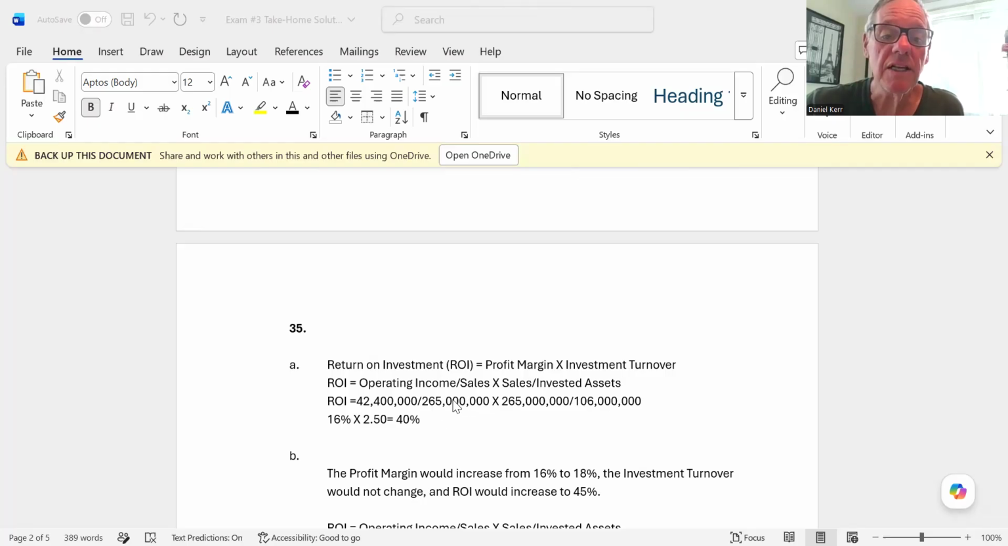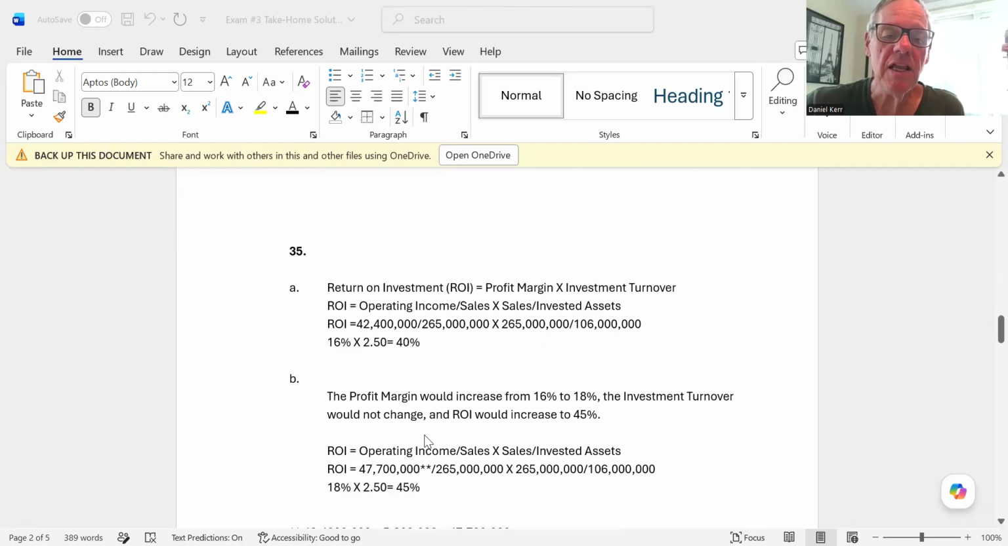Okay, so that multiplies out to 16%. And then the sales divided by investment is 265 million divided by investment of 106 million, which is 2.5. So you have a 40% ROI.